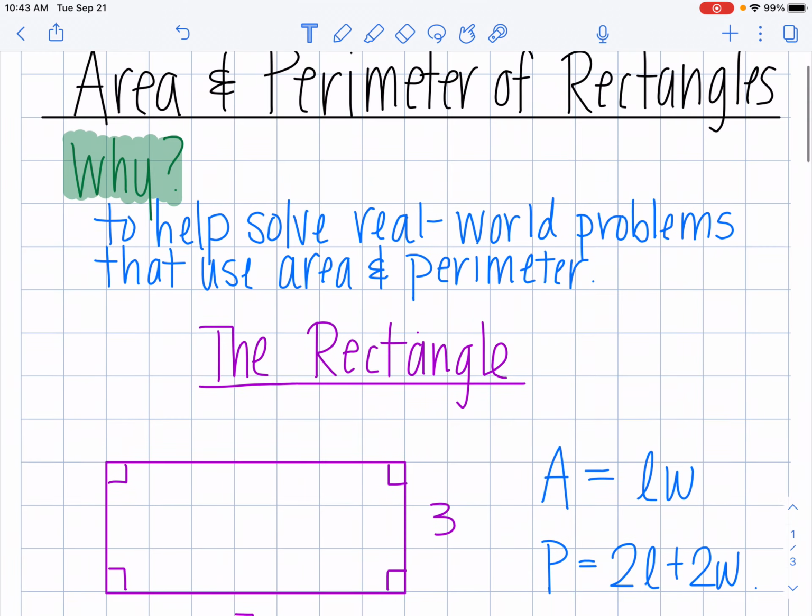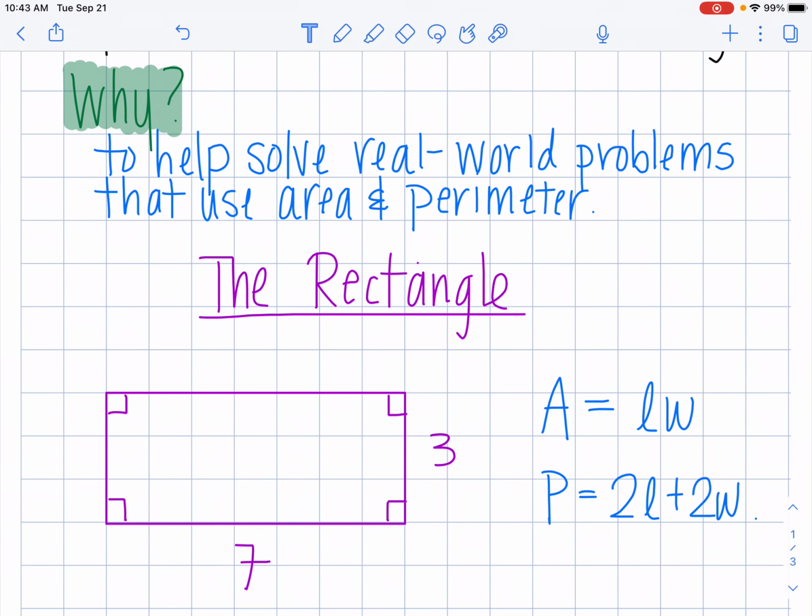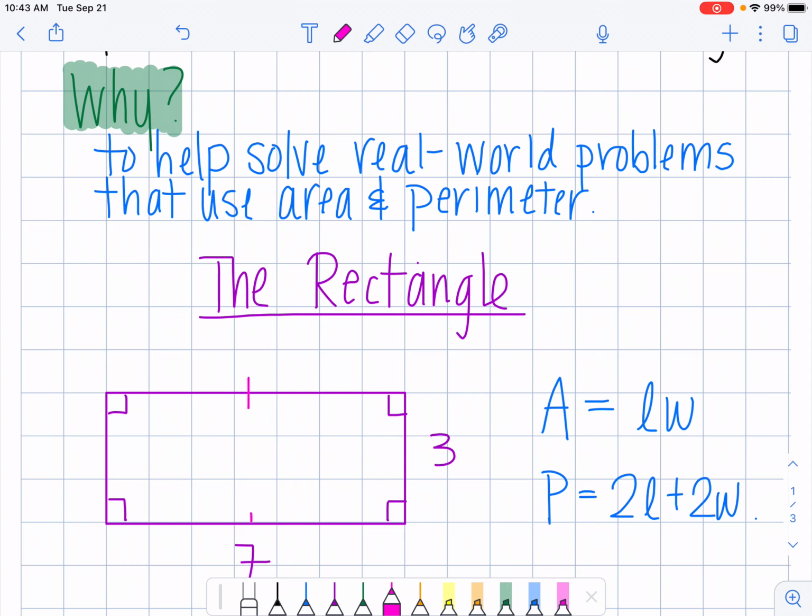So I just wanted to basically talk about first the actual rectangle. So looking here, this is the shape of a rectangle. We know that in a rectangle, our opposite sides are equal. So these two sides are equal and these two sides are equal. You'll see on the bottom here that this has a length of 7, which means the top also has a length of 7. On the right hand side, this has a width of 3, so that means that the left hand side also has a width of 3.